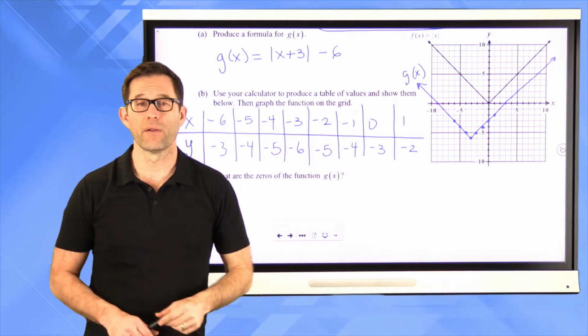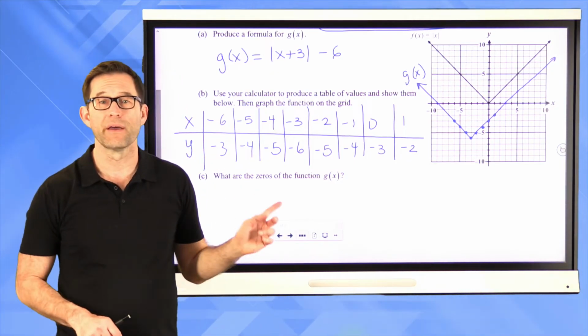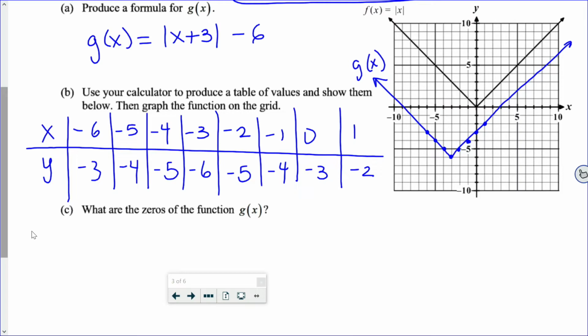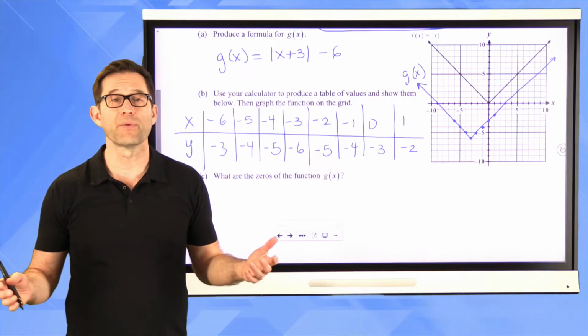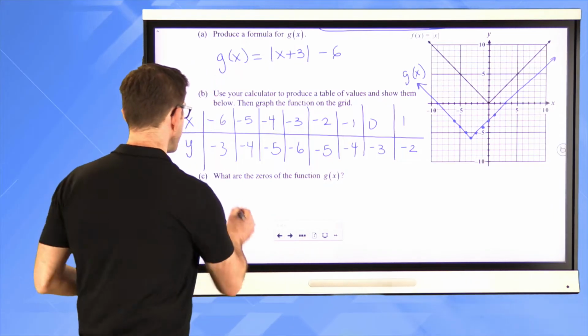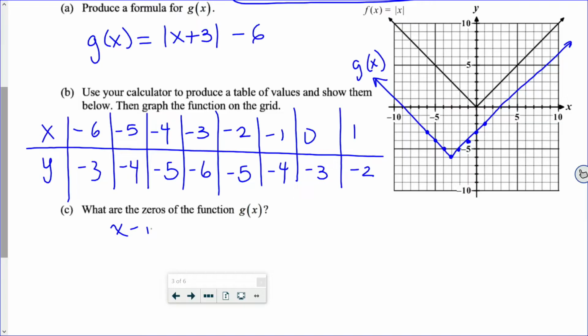Now, as a final review topic, letter C. What are the zeros of the function g of x? Remember, the zeros are simply another name for the x-intercepts, right? The locations where the function crosses the x-axis. Those happen to be right here and right here. Those are at x equals -9 and x equals 3.